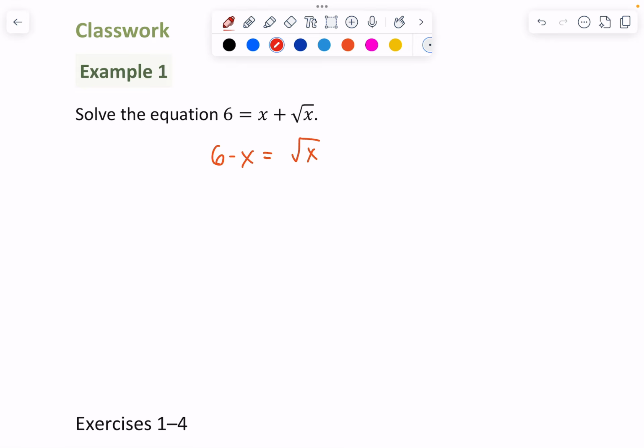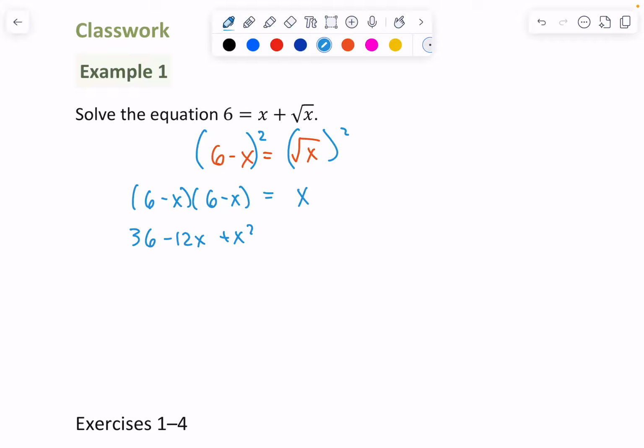And when I square both sides, I have to remember to square everything on both sides. And keep in mind that 6 minus x squared is equivalent to 6 minus x times 6 minus x. So what you get here is 36 minus 12x plus x squared equals x. This is now a quadratic equation, so I have to move everything to one side and try factoring.